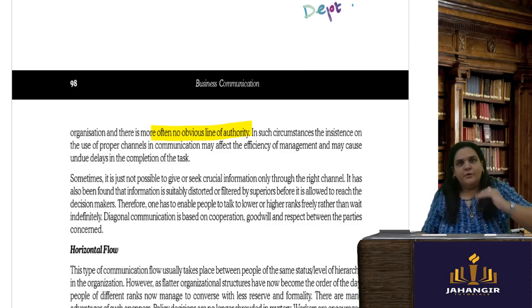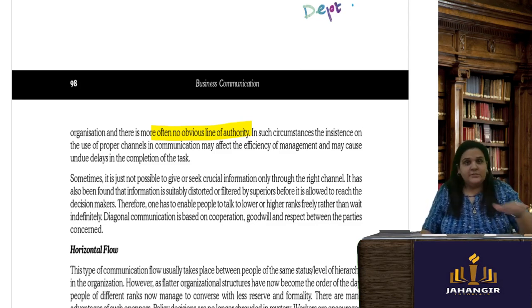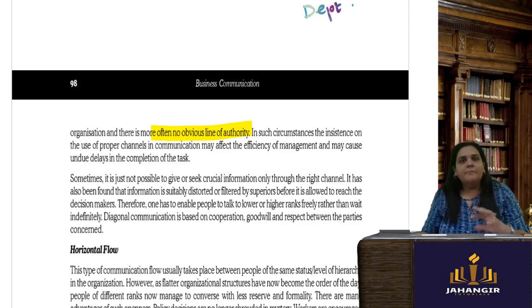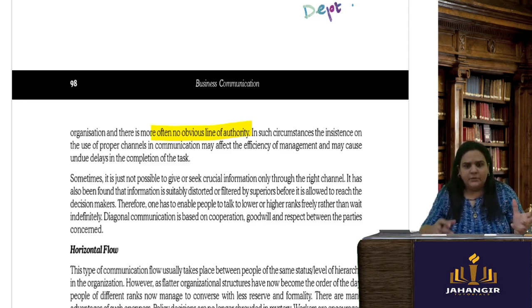Okay, downward flow, we know it is top level flowing to the lower level, upward from lower level to the top level. Horizontal, we know that it is between the same status people, same level, same activity kind of people. But in case of diagonal, when we are not able to understand the channel, or we can't understand the hierarchy, and the information is flowing from one department to another, then it is known as a diagonal flow. So there are only four flows.